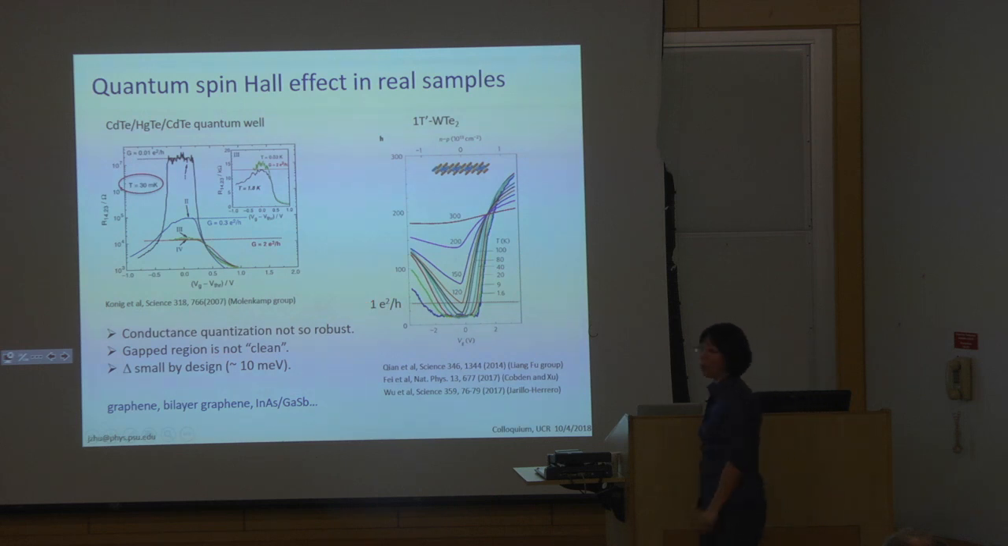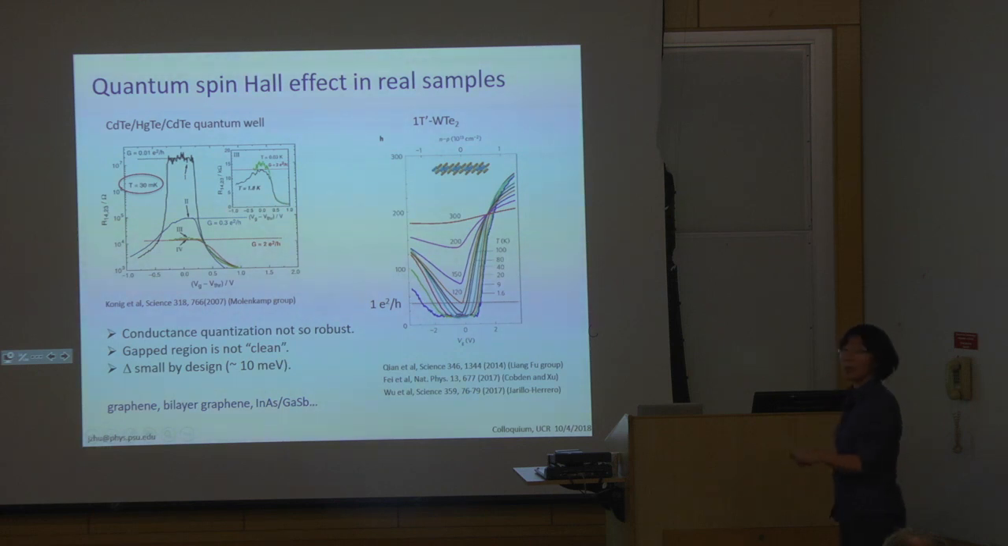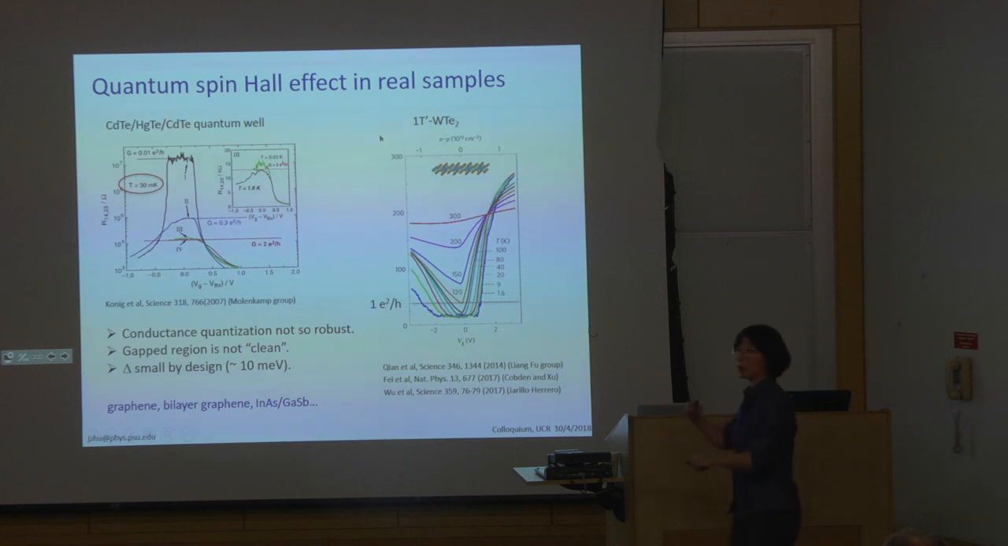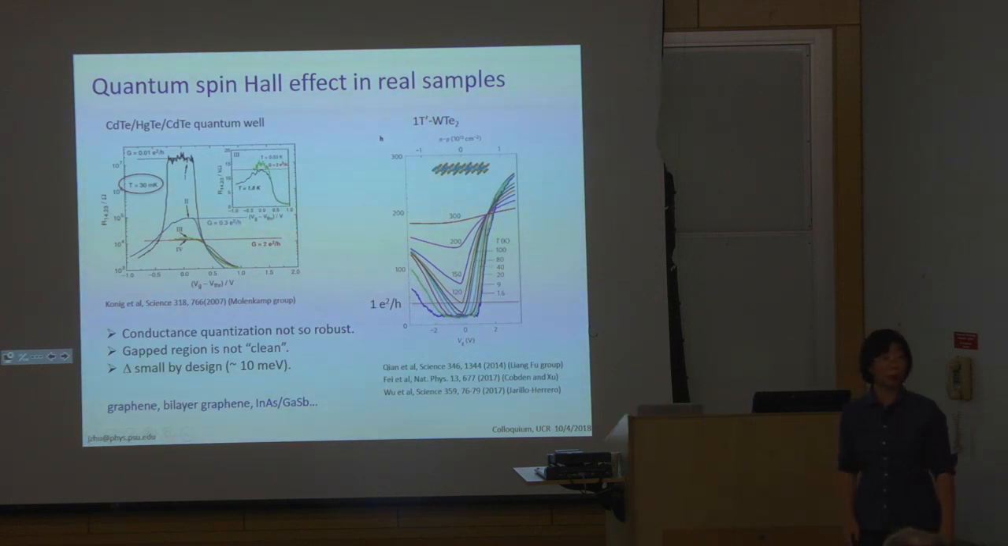But I want to point out some of the problems of this system. As you can see, the quantization of the conductance is really not that good. This is a semi-log plot. This is not really a flat line, right? It has all this stuff. It's close to 2 e² over h, but not quite good. And in addition, the temperature that it survives is quite low. You need to go to dilution temperature to measure that.